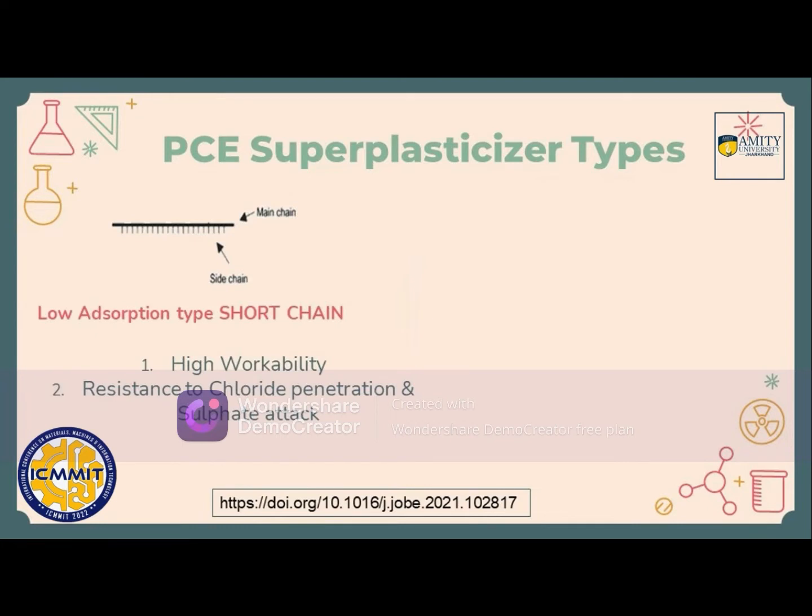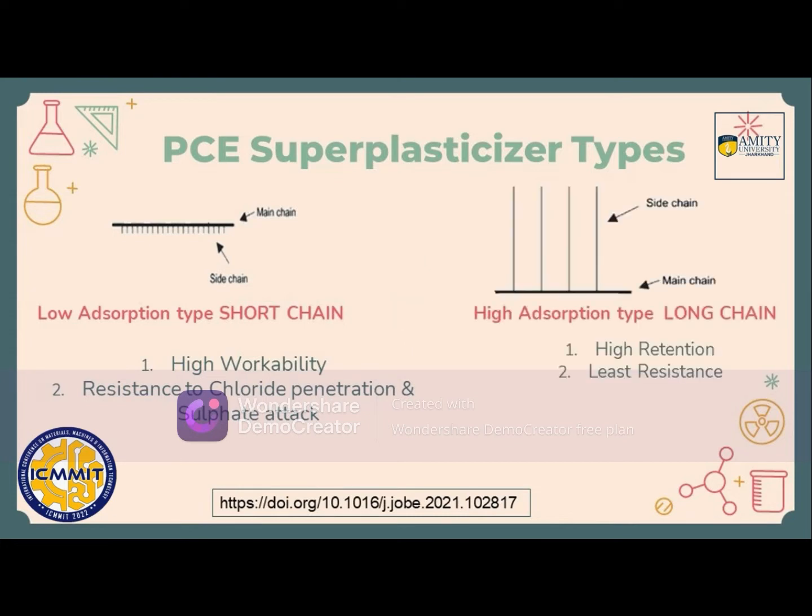Superplasticizers are of two types. One is the low adsorption short chain type. You are seeing the picture, the chains are short. These short chain types give high workability and high resistance to chloride and sulfate attack. And there is another, the high adsorption long chain type, which has high retention power. That means if the concrete has to remain fluid in the long run, so we have to carry ready-mix concrete for 100 km, it should not set. It shouldn't harden. It should remain in that fluid state. So for that, these long chain superplasticizers are very useful. And it is also giving least resistance.